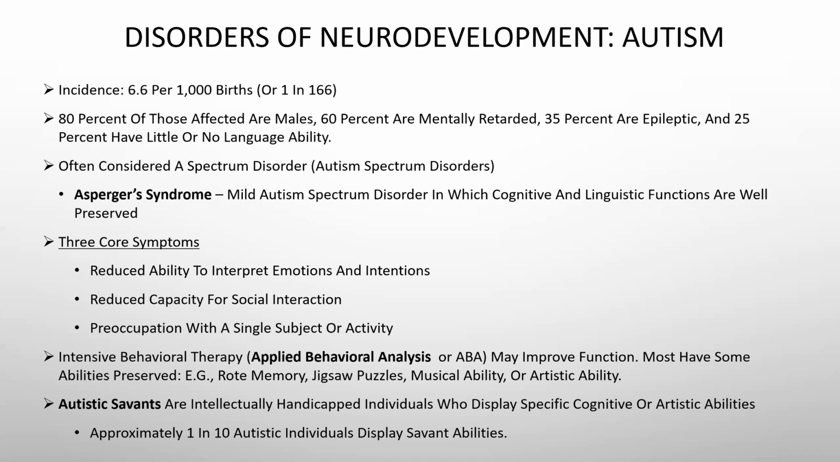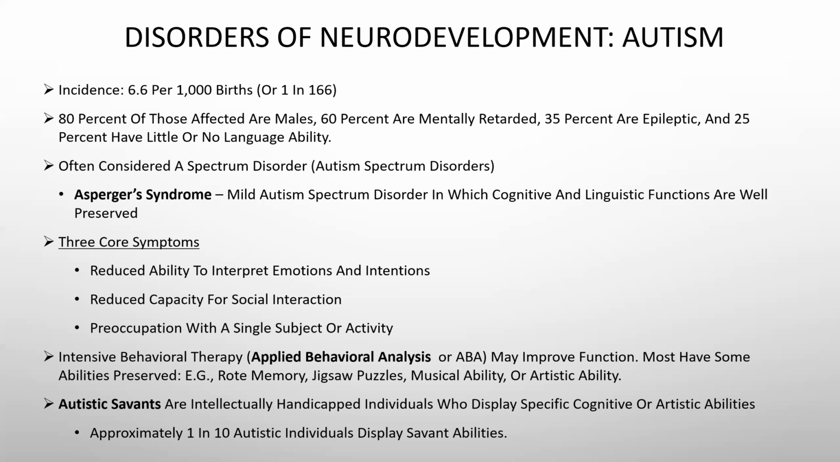Okay, the incidence here is 6.6 per 1,000 births. 80% of those affected are males, 60% are mentally retarded, 35% are epileptic, and 25% have little or no language ability. Now, you've probably heard of autism as autism spectrum disorder. It is on a spectrum. It's on like a continuum. You've probably also heard the term Asperger's syndrome. Okay, and the reason why I put this on there is because you do hear this term so often, and it is a mild form, okay, of autism in which cognitive and linguistic functions are well preserved.